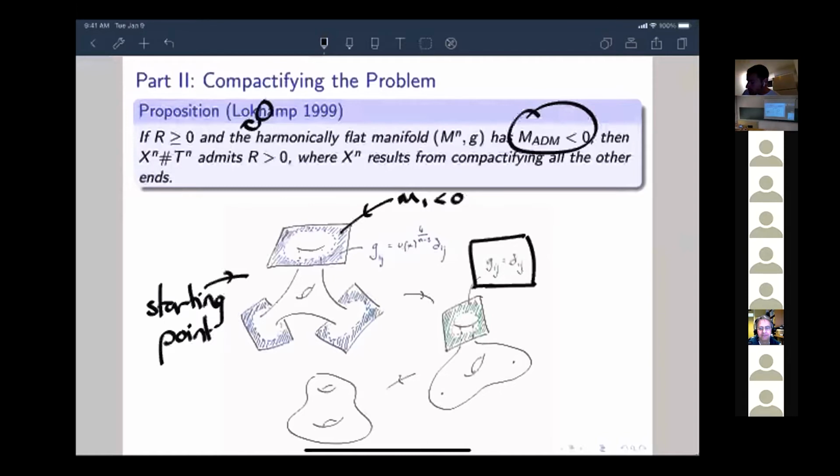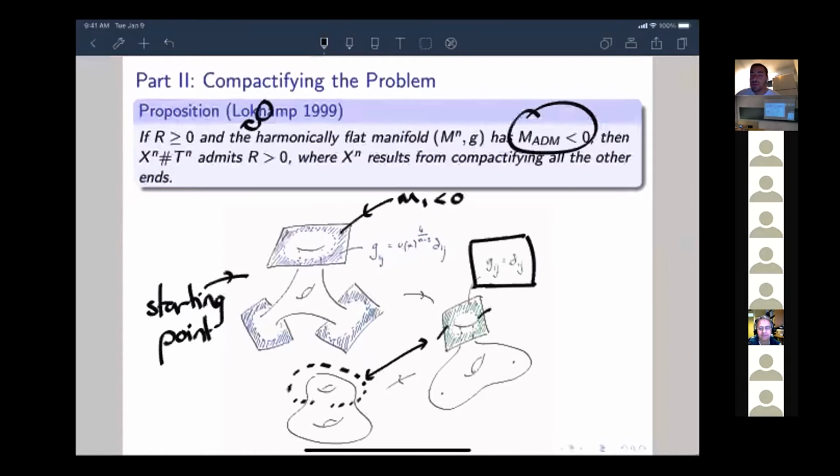Okay, but then once you do that, you're in a rather good position, because of course you can identify this and end up with a torus. So this region here is just what you get from identifying the sides of a big cube in the flat region. And this whole process is happening in a way where the scalar curvature ends up being positive.